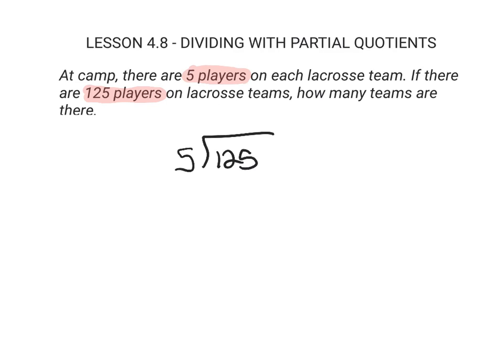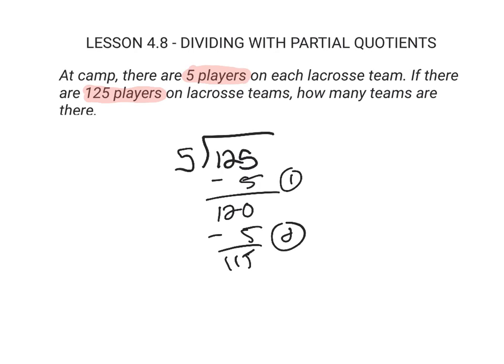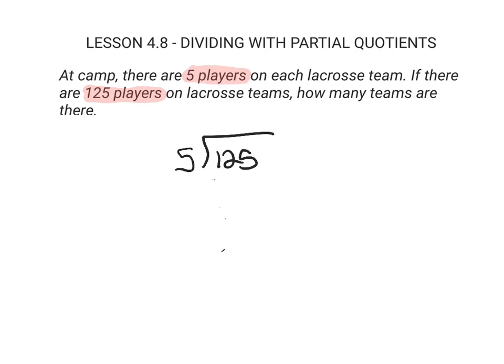Do I want to sit here and use repeated subtraction? 125 minus 5 is 120. 120 minus 5 is 115. I mean, we're going to be here probably longer than I can record on my iPad. I may run out of memory soon. So I don't want to do this. There's got to be an easier way, and fortunately there is, and it's called lesson 4.8. So let's look at what that looks like.